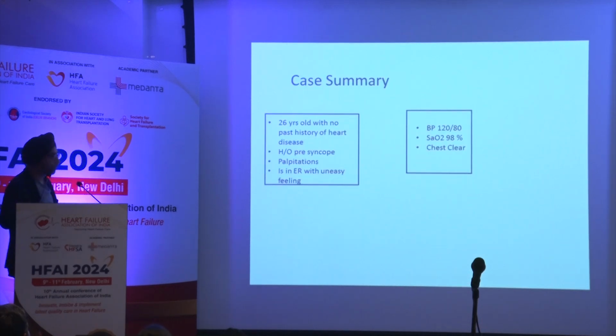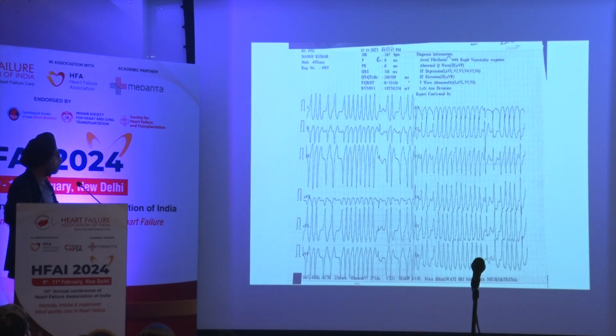Okay, let's look at this 26-year-old gentleman. He comes with the history of pre-syncope and palpitation and is in the emergency room feeling uneasy. His BP is normal. His saturations are good and his chest is clear. So he's not in failure. And this is the ECG which looks horrifying, horrendous. But the patient is not so bad.